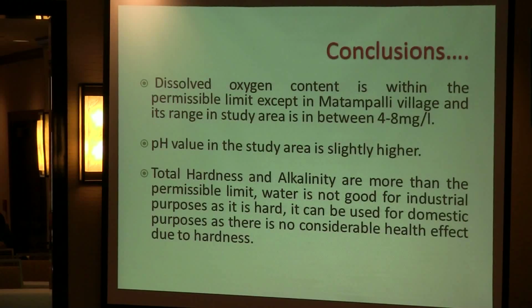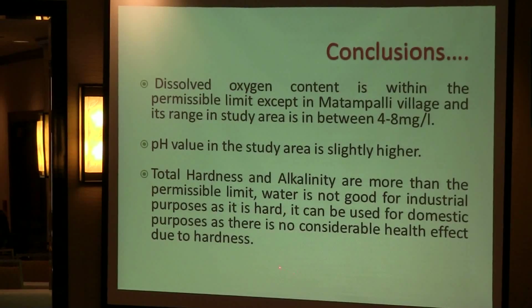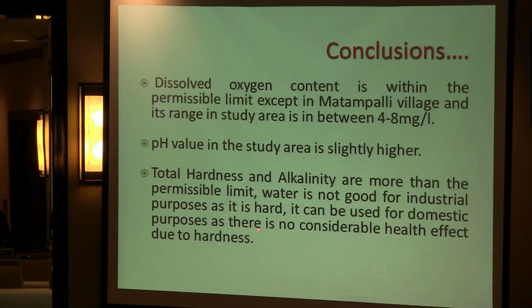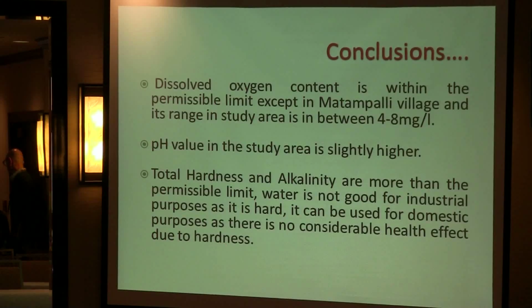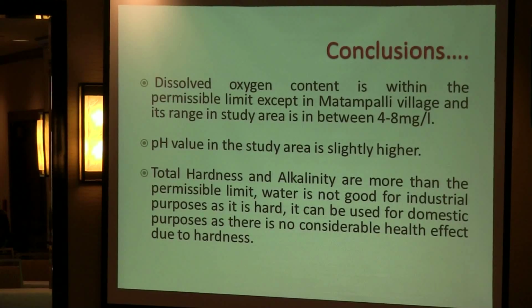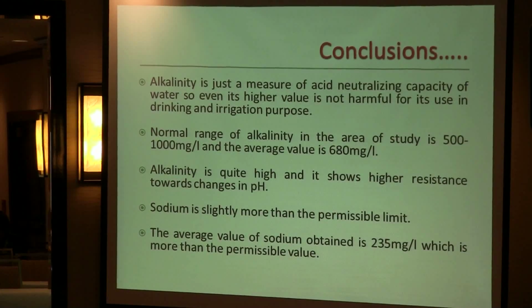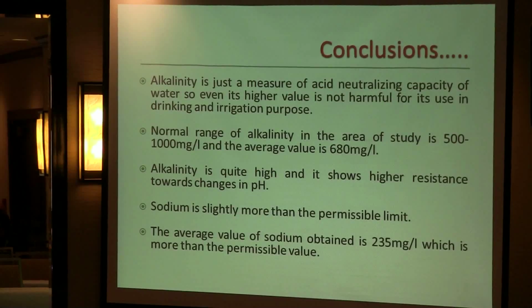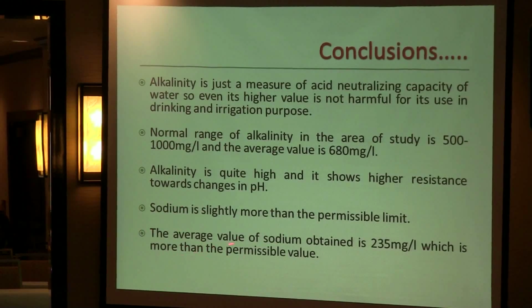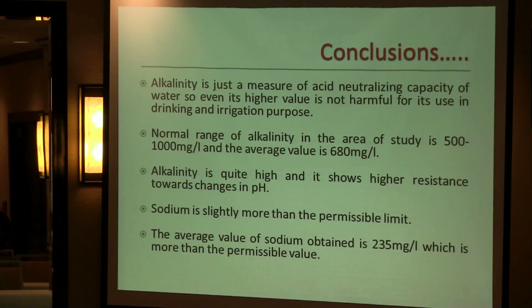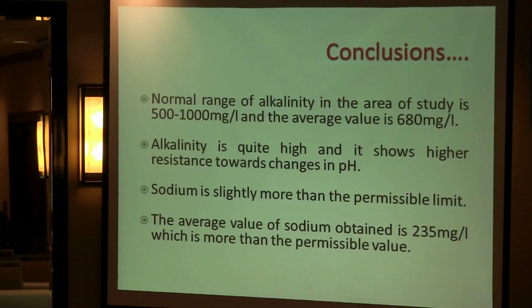And we have seen that the pH value is very high, showing the alkaline nature of the water. The total hardness and alkalinity are more than the permissible limit. So the water is not good for industrial purposes. As it is hard, it cannot be used for domestic purposes, though there is no considerable health effect due to hardness. It can only be used for domestic purposes because alkaline water can be used, but a health hazard still exists. And we found that other parameters like alkalinity and other things are affecting the health as well as the irrigation capability of the water.